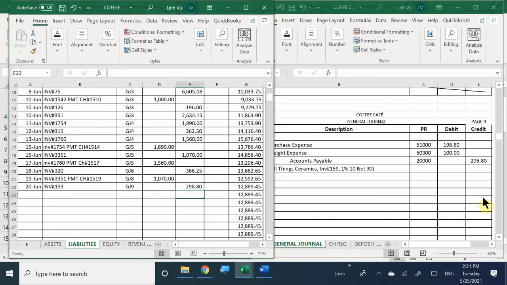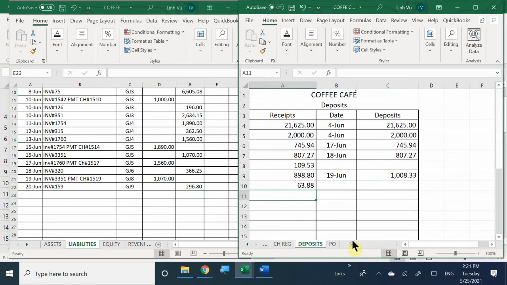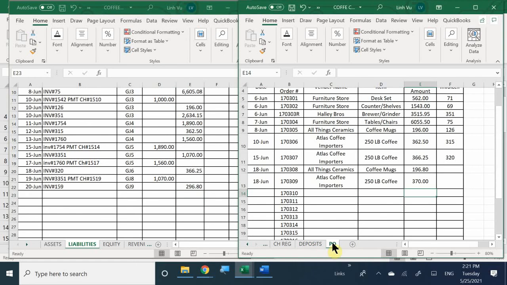So we could do that now since we're done with the ledger, right? So you want to go to the purchase orders, right? Did we receive the coffee mugs? Yes. 159.